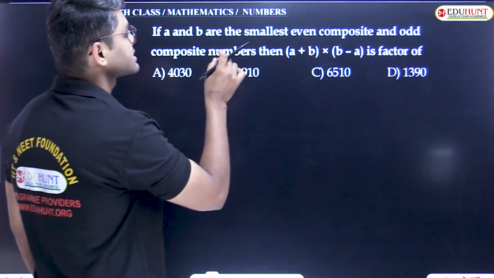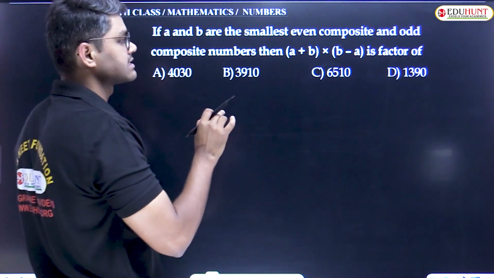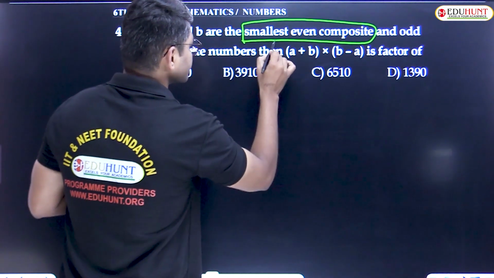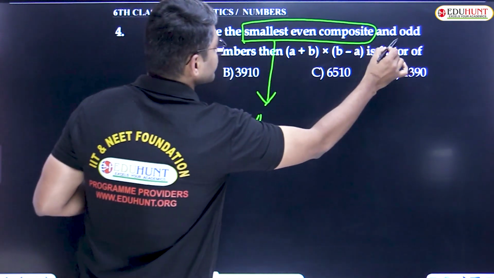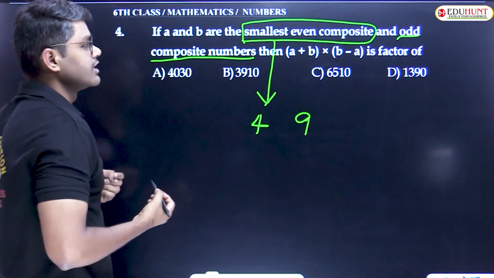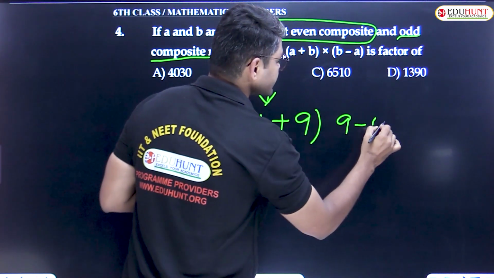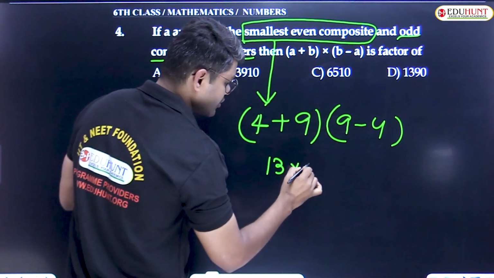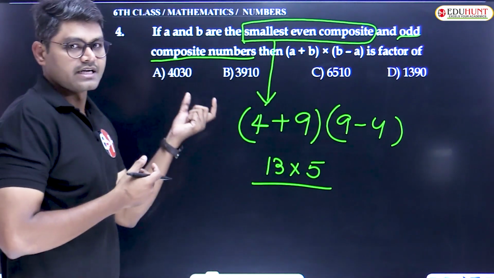If A and B are the smallest even composite and odd composite numbers, then A plus B into B minus A is a factor of what? The smallest even composite is 4. The smallest odd composite number is 9. Then A plus B into B minus A, that is 13 into 5.